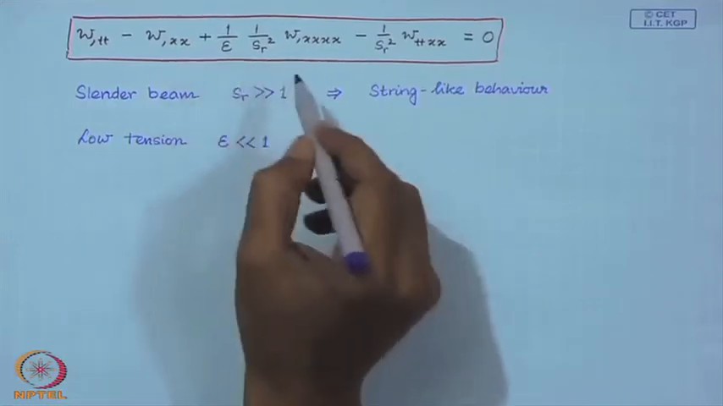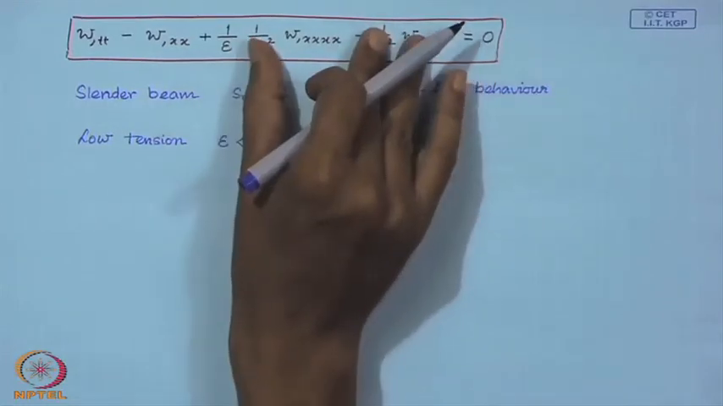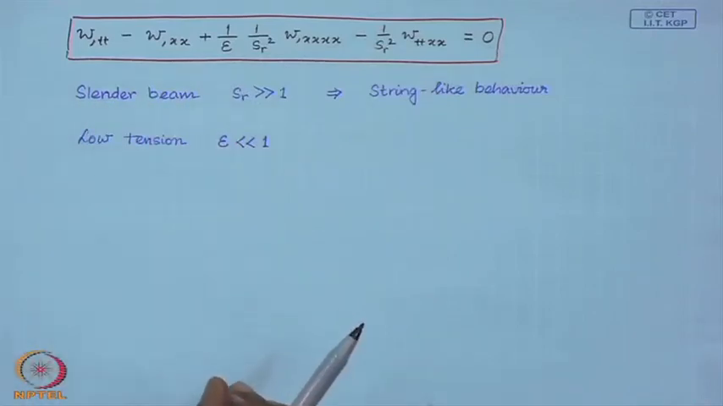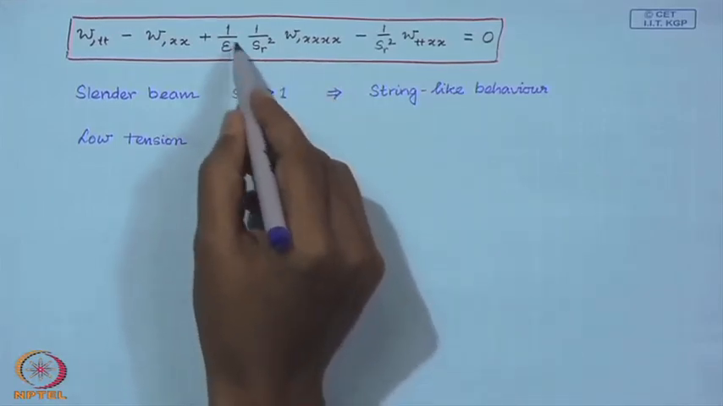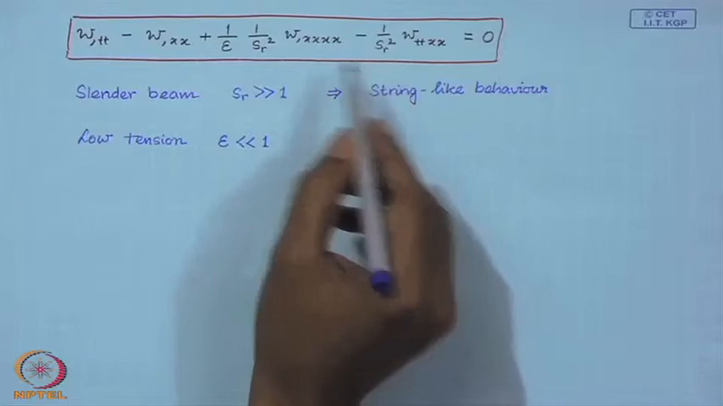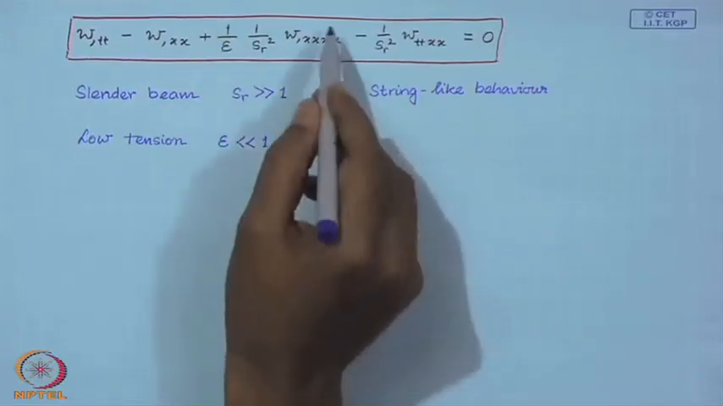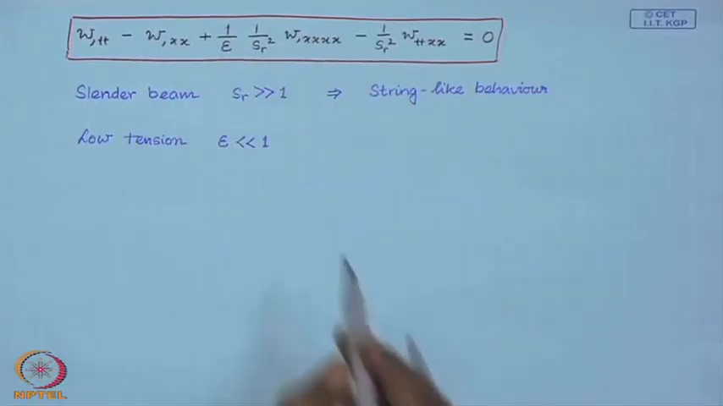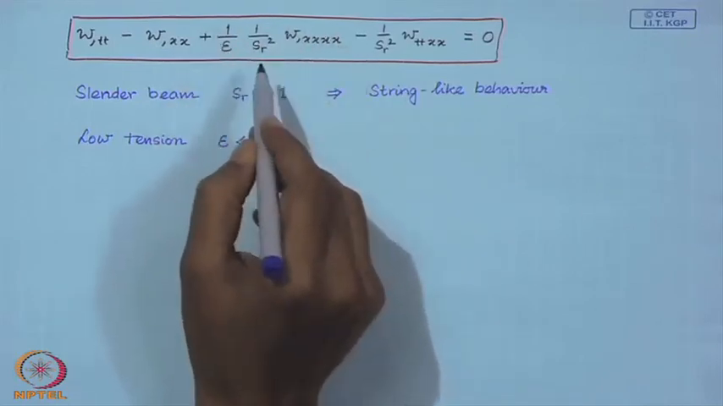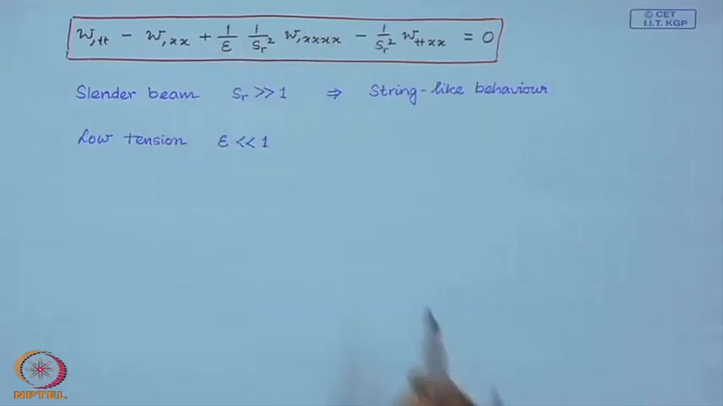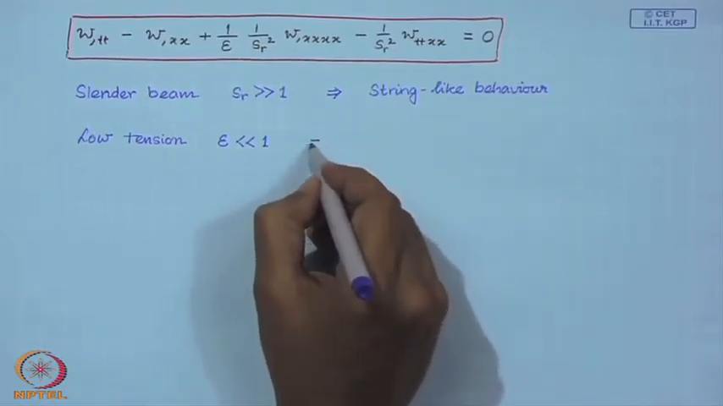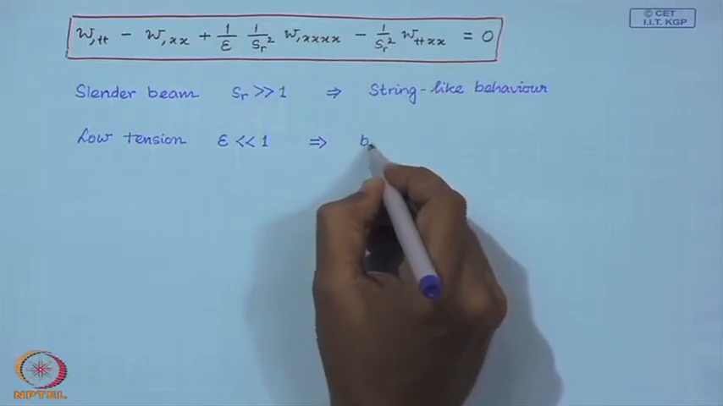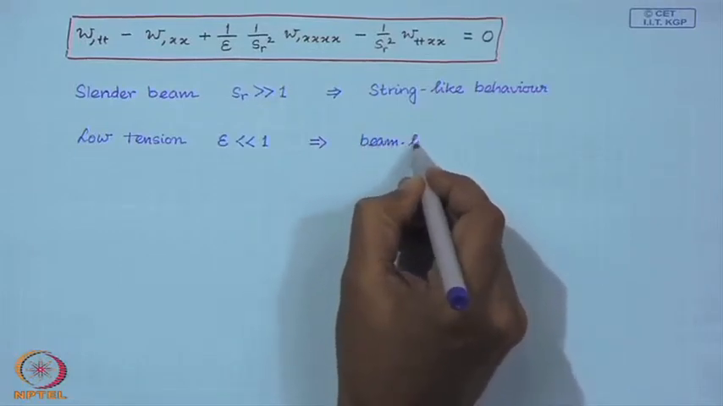So, if the tension is very high and the beam is slender, then these two terms can be dropped, therefore, it will have a string like behavior, or the system can be modeled as a string. Whereas, if tension is very small, then this flexural term may be significant. So, this must be considered. So, you tend to more like a beam like model.